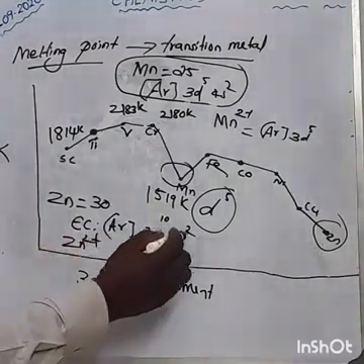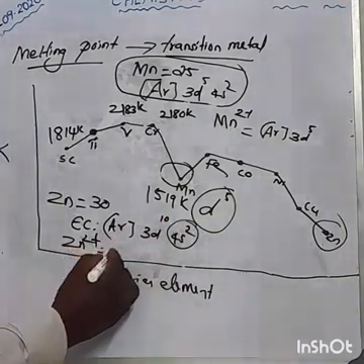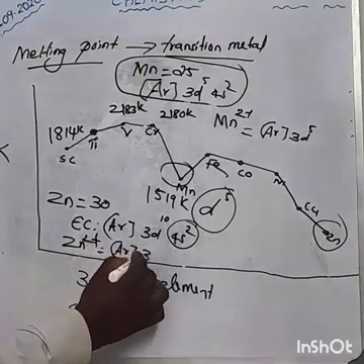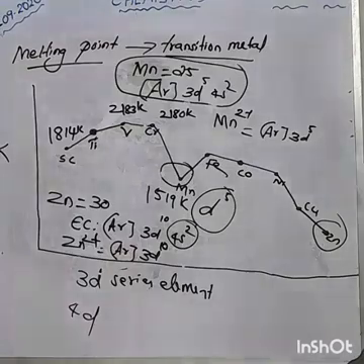Now, what is Zn2+? Zn2+ means it lost 2 electrons from the 4S subshell. So what is the actual configuration? Argon 3D10 configuration. Clear?